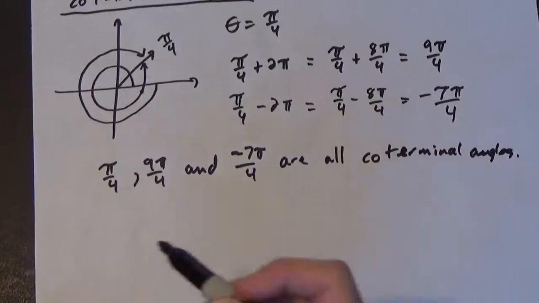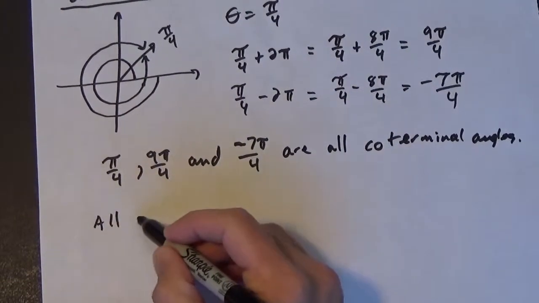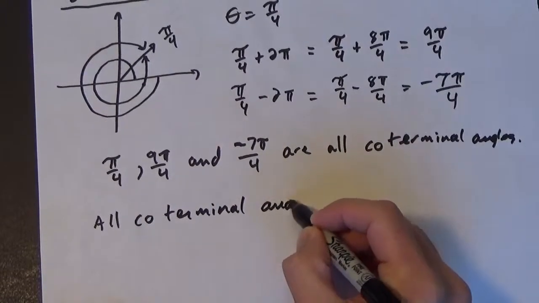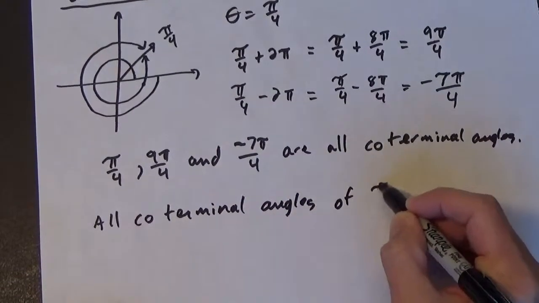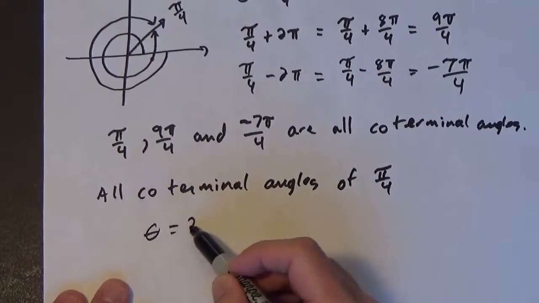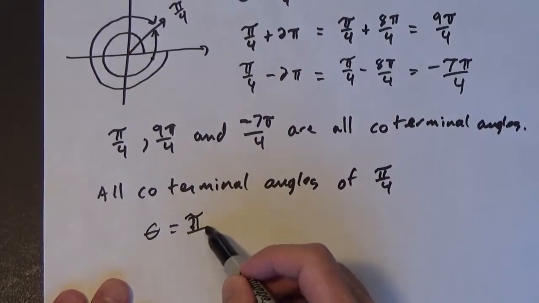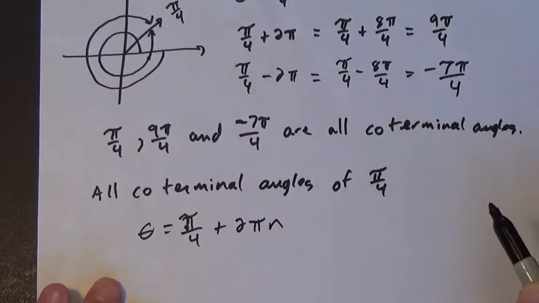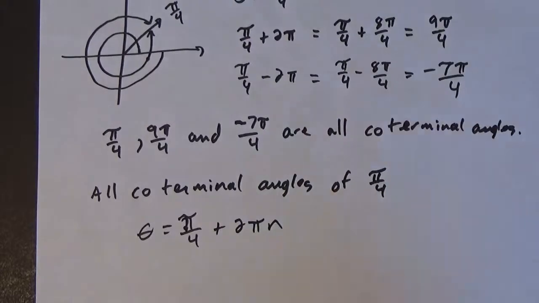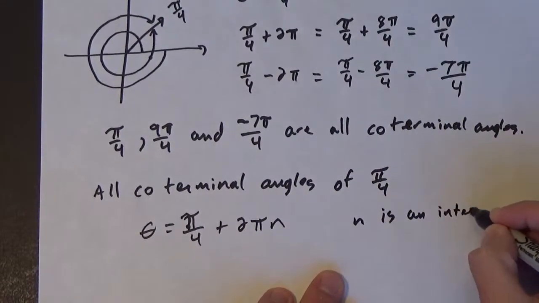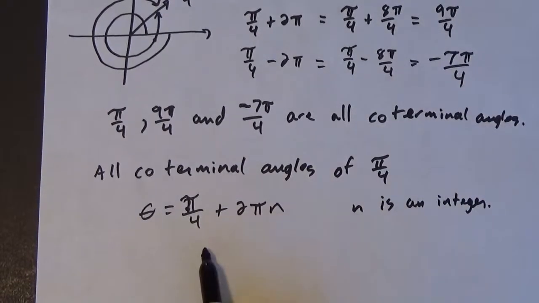What if it asks for all coterminal angles of pi over 4? Well, then what we'll say is theta is pi over 4 plus 2 pi n. So if you remember with the degrees, we had that n. n is an integer. And so it's pi over 4 plus 2 pi n. And that would be the answer you put down.